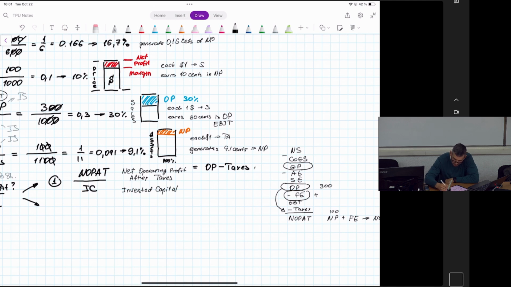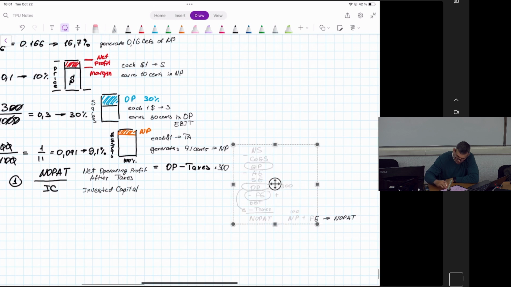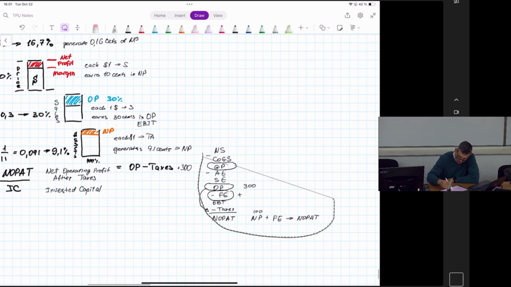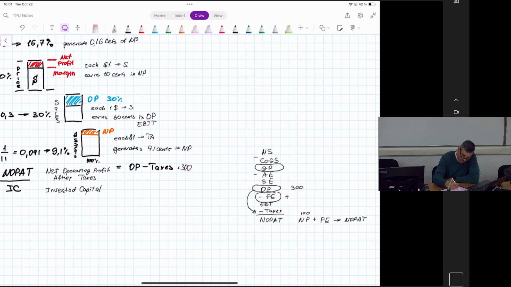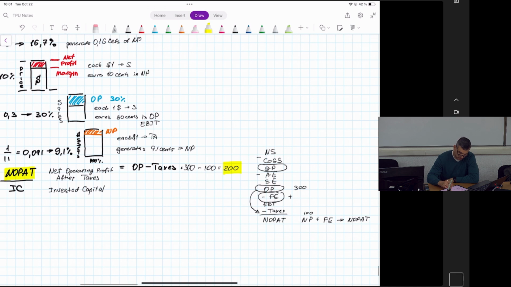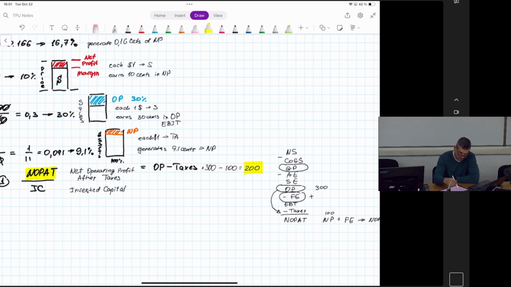By the way, let's write down here, it's 300 minus 100 equals 200. So that's the number that we might need to remember. So this is our NOPAT. It's 200.